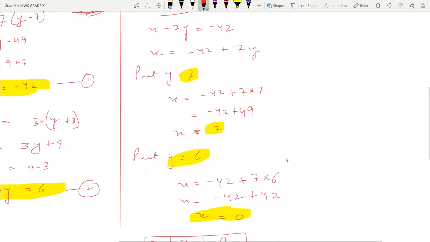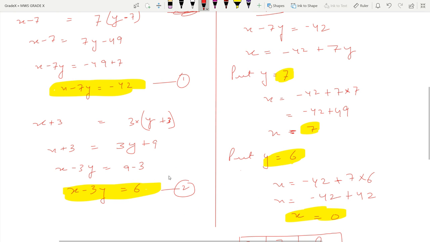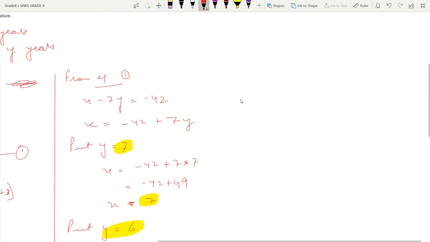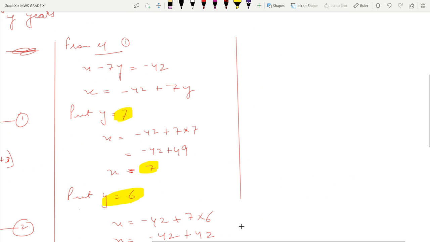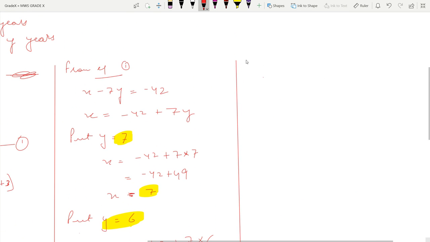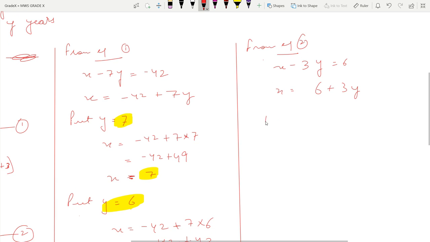Now let us go through the second equation, that is x minus 3y is equal to 6. From equation 2, x minus 3y is equal to 6. Take out the value of x, that is 6 plus 3y. Put the value of y. Put y is equal to 0. Then x is equal to 6 plus 3 into 0. x is equal to 6 plus 0. x is equal to 6.